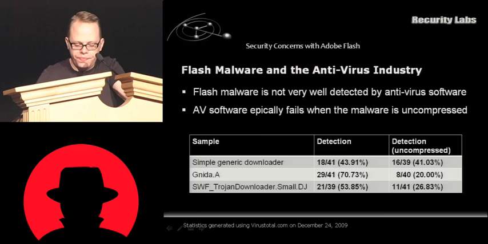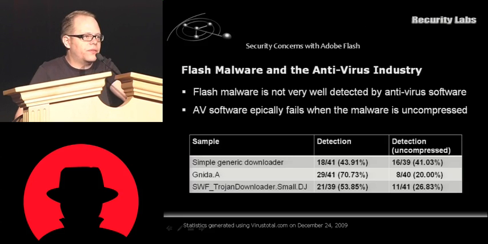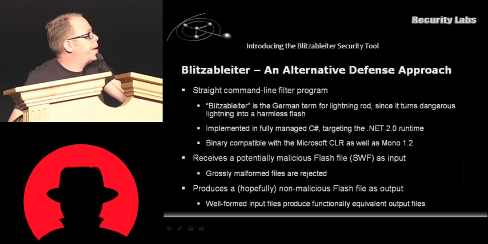Which means that they're actually matching on the compressed data. That's stupid. But given the amount of samples that AV companies have to deal with, nobody actually looks at samples unless they're really interesting and exploit things like Siemens SCADA networks. So that's the reason why AV doesn't help us here at all.